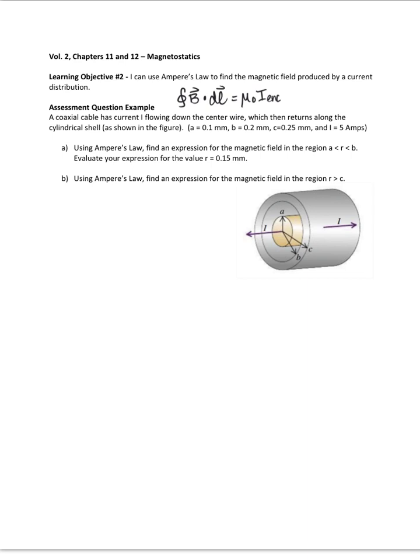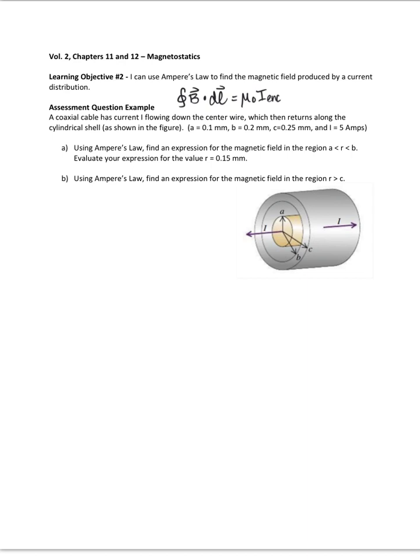All right, so in this example, we have what we call a coaxial cable. So basically it has two parts. There's an inner cylinder that has a finite radius to it and has current traveling to the left. And then concentric with that cylinder is a cylindrical shell that has current running in the opposite direction. We're given the dimensions of the inner cylinder and the cylindrical shell, and we're told that the current that's traveling in both parts has a magnitude of 5 amps.